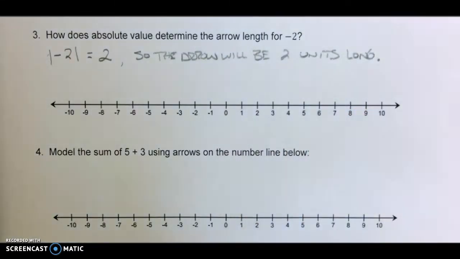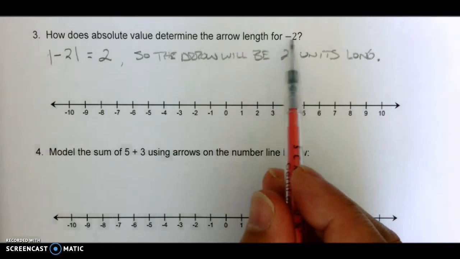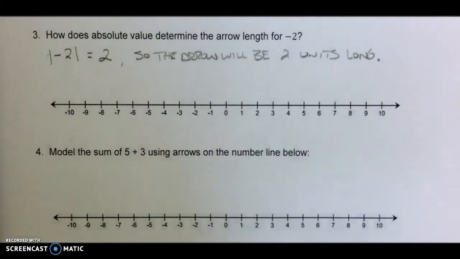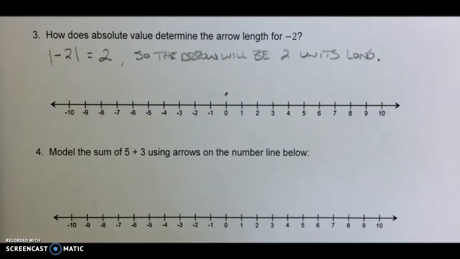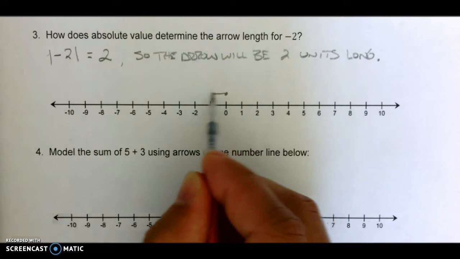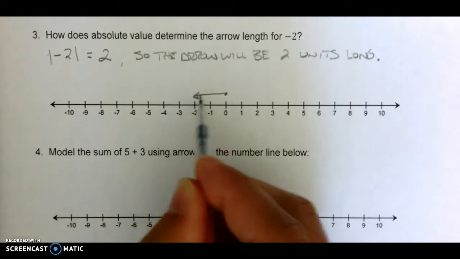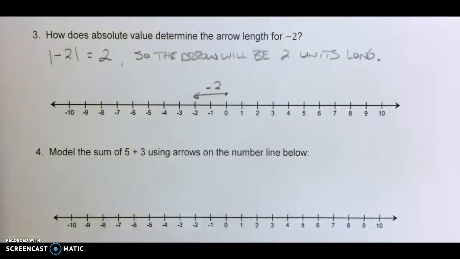The arrow will be 2 units long, okay? And since our number is a negative 2 in this case, it's going to be 2 units to the left of 0. So what we would do, we would start here at 0, place the tail of your arrow there at 0, and we know the arrow has to be 2 units long, and it has to go to the left because it's a negative number. And there is the number negative 2.